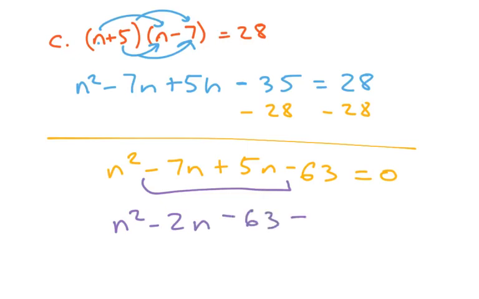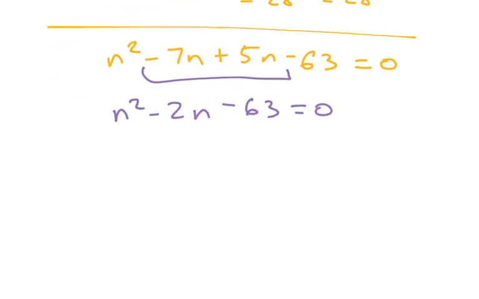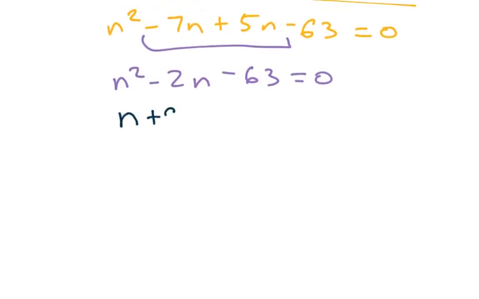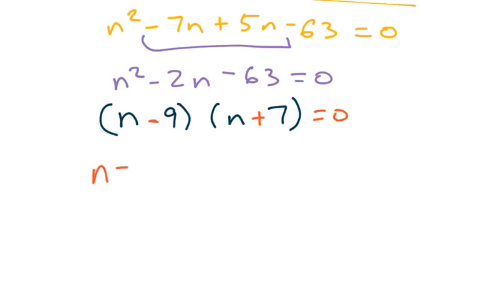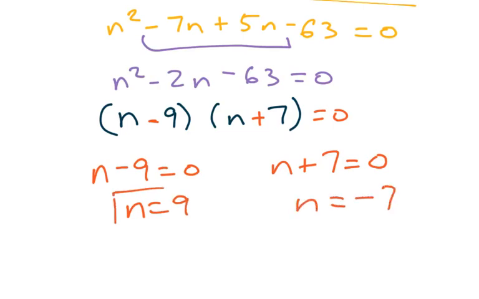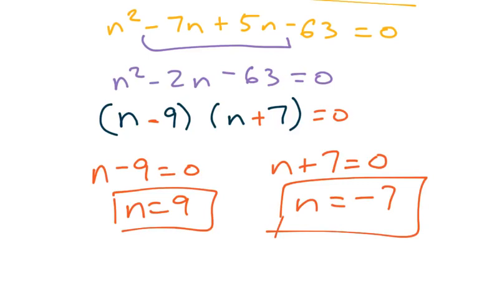Minus 63. I'm going to ask myself what times what is 63. It's going to be 9 and 7. Now I made a mistake here. We want negative 9 and positive 7 because negative 9 plus 7 is negative 2. Equals 0. So n minus 9 equals 0, n plus 7 equals 0. n is 9. n is equal to negative 7. And there we have it.